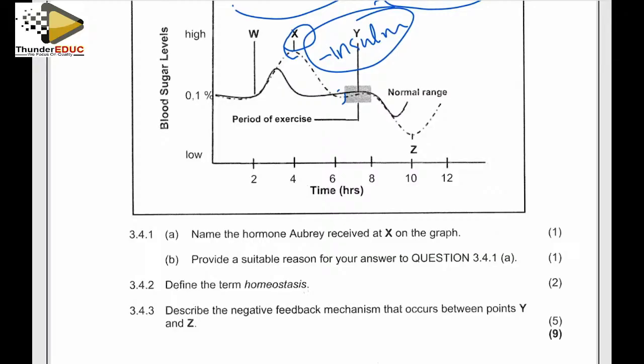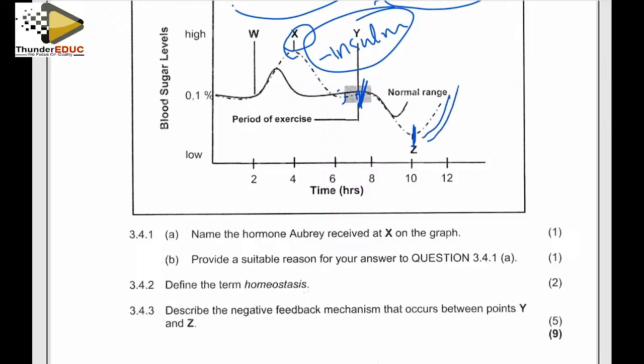Then they're saying describe what is homeostasis. This is keeping the internal environment within normal limits, or constant. Yes. Describe the negative feedback mechanism that occurs between point Y and Z. Point Y and Z. So what are we trying to explain here?